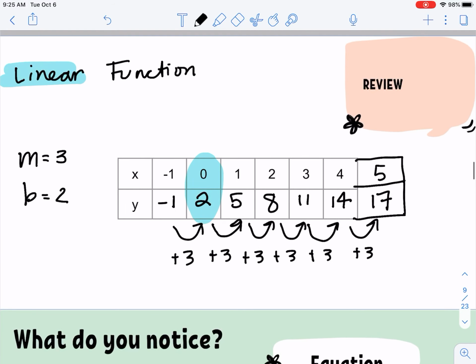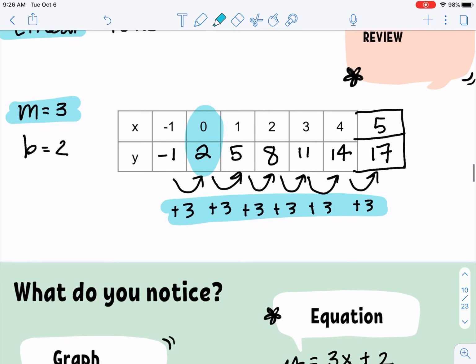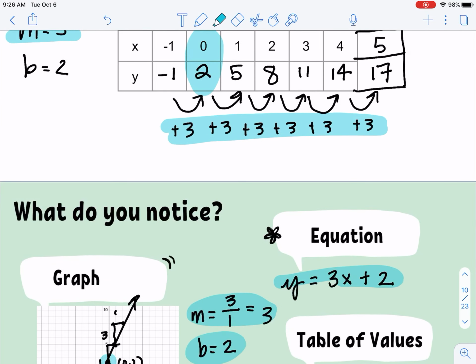Okay. And then what about m is 3? Where do we see 3 in our table? We don't actually see it in our table, but that's the number that I keep adding. Interesting. So in our equation, y equals 3x plus 2, the 3, the repeated addition, gets shortcutted as multiplication. Interesting. So we're going to look to see if that occurs elsewhere in other problems.